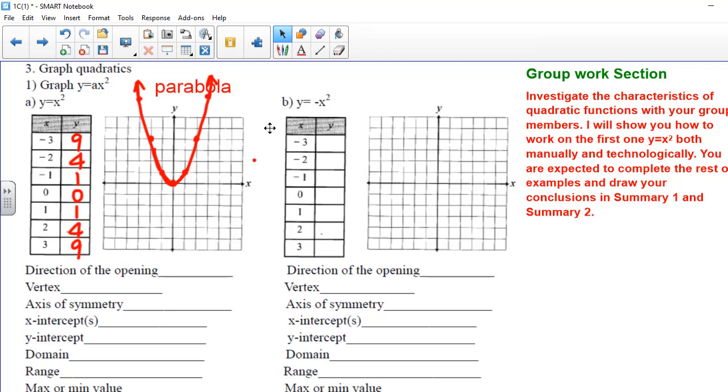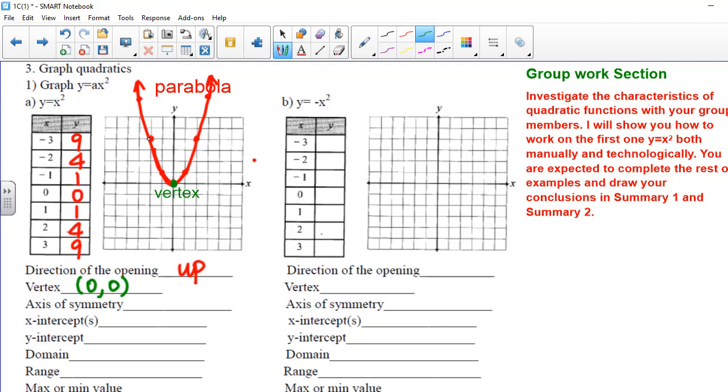Parabola is the graph for all quadratic functions. This parabola opens upward. We look at the opening. It opens up. For this parabola, there is a lowest point we call vertex. So here we can fill in the vertex coordinates as 0, 0.